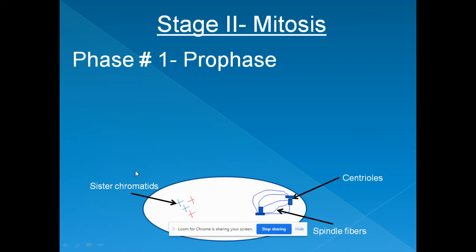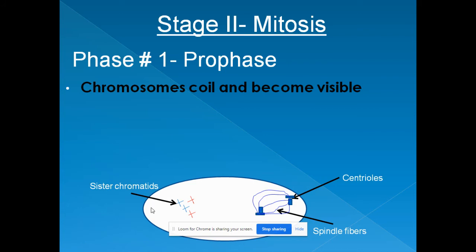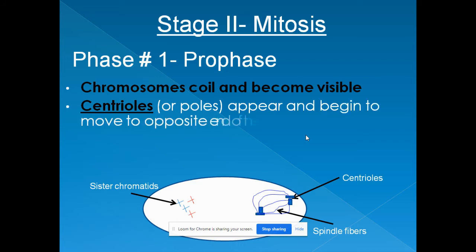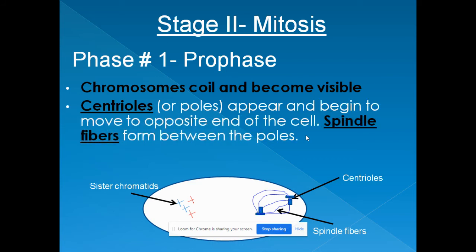Well, prophase is when the nucleus disappears. Important information for prophase is when the nucleus disappears. And then your centrioles can migrate to the poles of your cell and start pulling these DNAs or these chromosomes apart. So chromosomes coil and become visible. That's something that happens in prophase. Another thing is that centrioles or poles appear and begin to move to opposite ends of the cell.